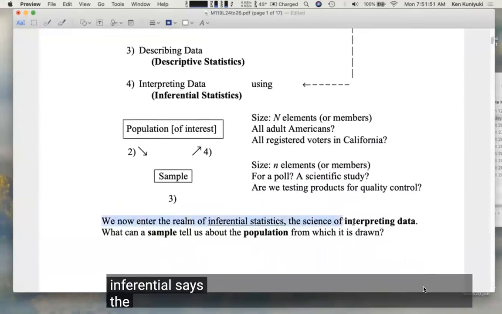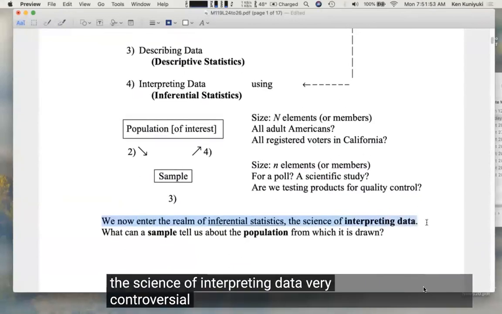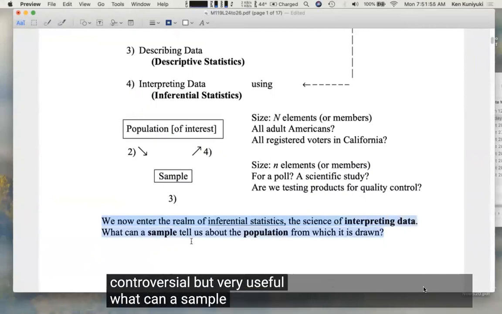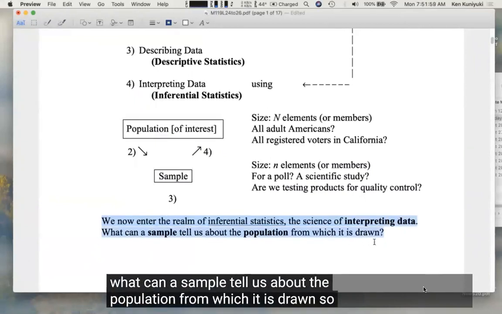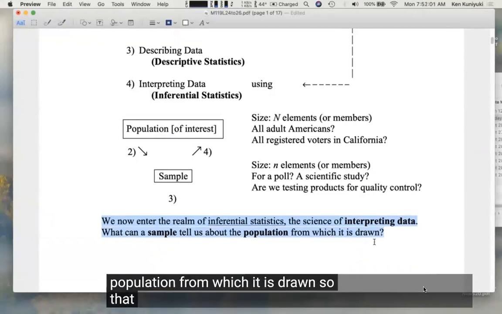Inferential statistics, the science of interpreting data. Very controversial, but very useful. What can a sample tell us about the population from which it is drawn? So that is going to be our key topic for the next several lessons.